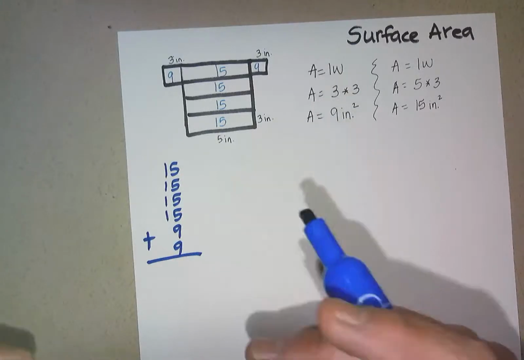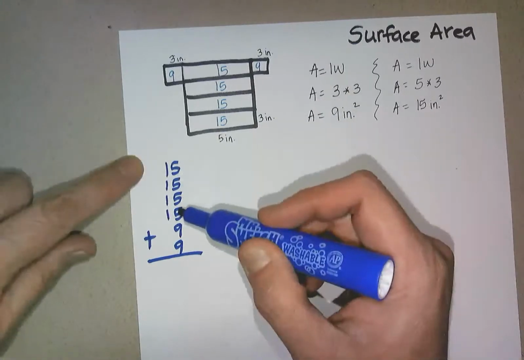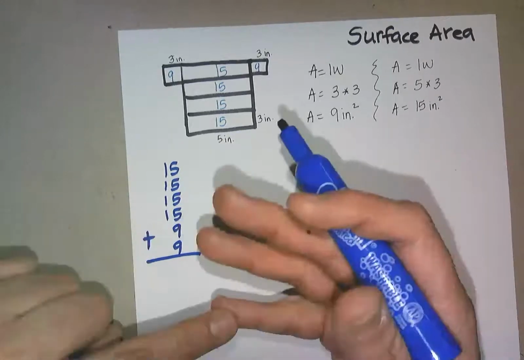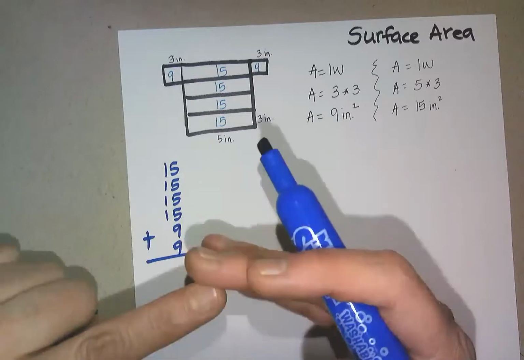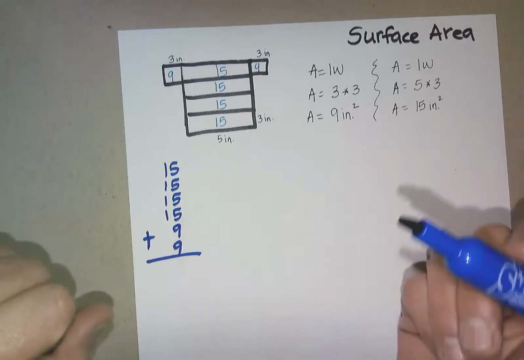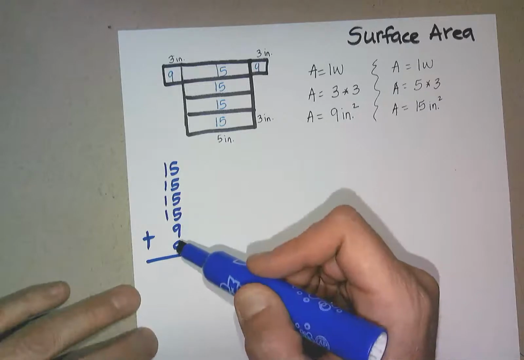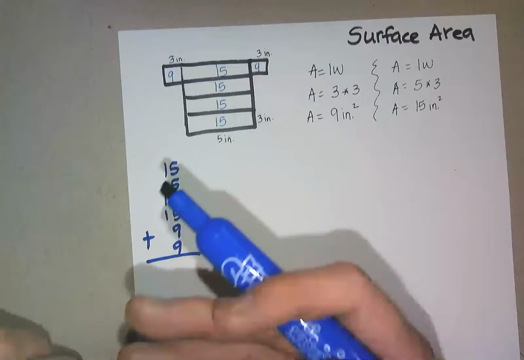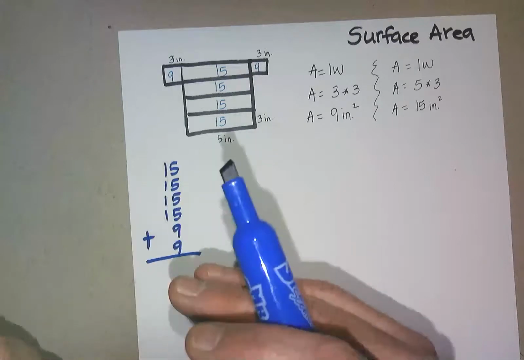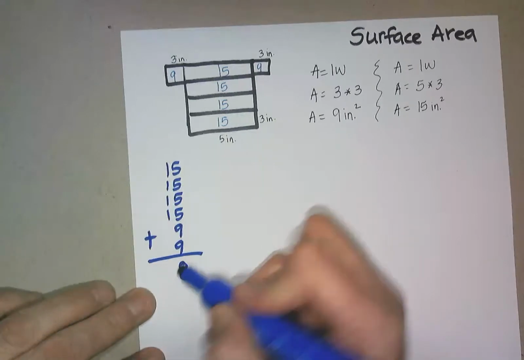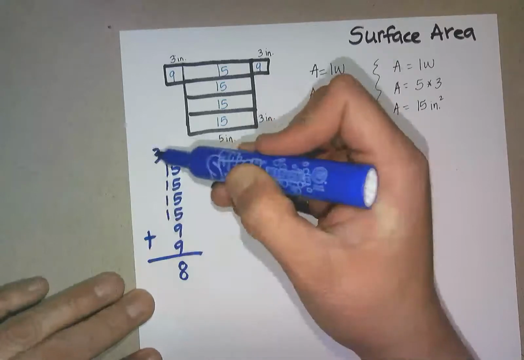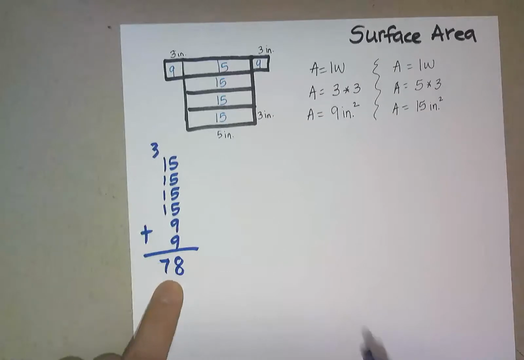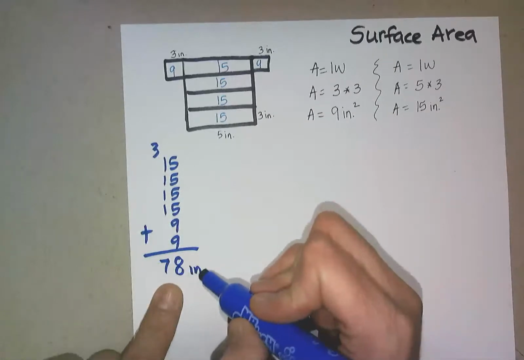I added that wrong. Hold on. 5, 10, 15, 20, 29, 30, 31, 32, 33, 34, 35, 36, 37, 38. I better make sure that's correct. 5, 10, 15, 20, 29, 30, 31, 32, 38. Yes. So that is correct. So I have a 3, 4, 5, 6, 7. So it says my answer is 78 inches squared.